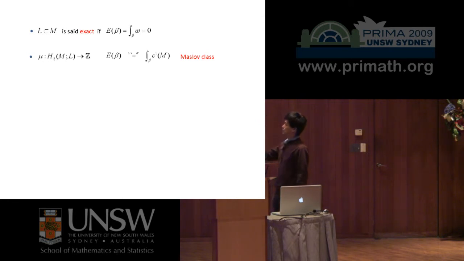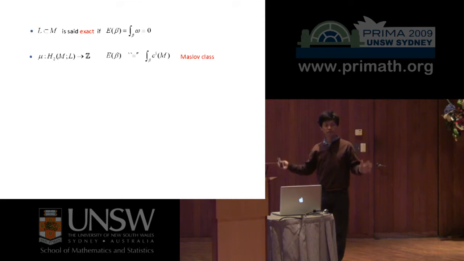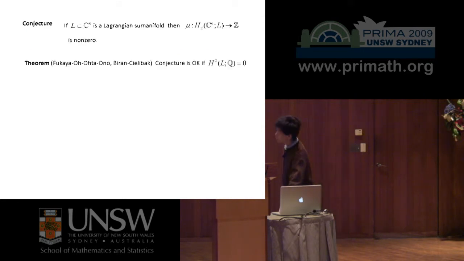There is some other notion, the Maslov class. This is an integer. In a symplectic manifold, you have two important two-forms. One is the symplectic form, and the other is the first Chern class. And this exactness is related to the area, and the Maslov class is related to c1. So that's what this 2 means.